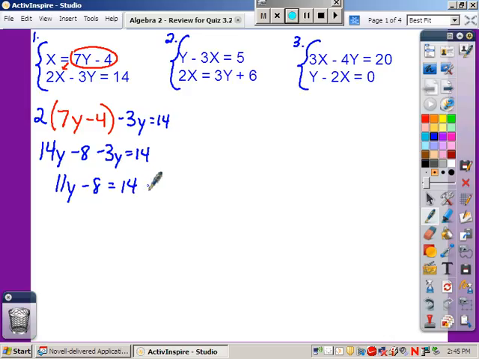And I'm going to do a quick solving for y here. I'm going to add 8 to both sides. And then I'm going to divide by 11. And I get y equals 2.